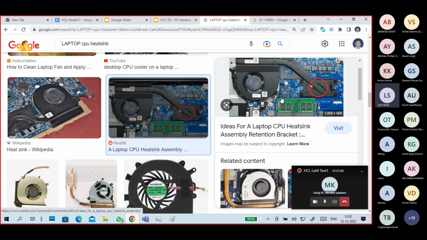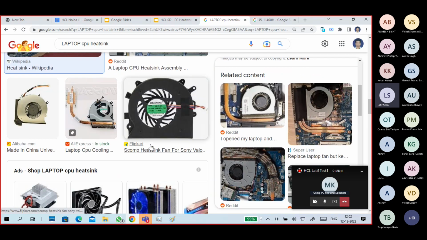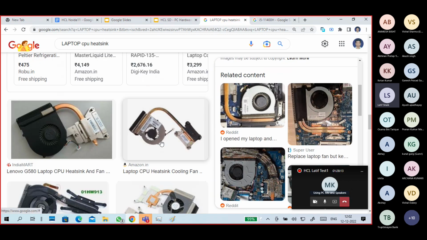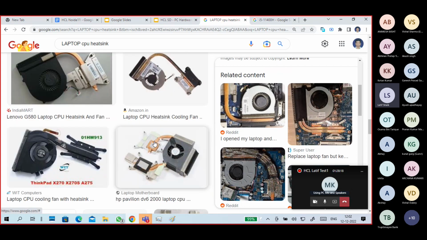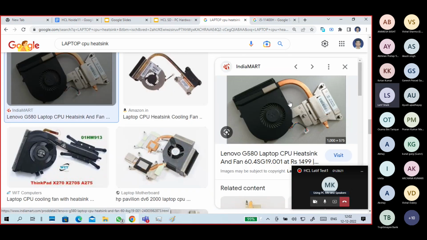Next one is, if you put it on a bed, some people put it on a bed. What happens? The cloth is there, no? The cloth will block the vents. So put it on any nice table. No cloth, no paper. Some people put it on paper, so that dust is not there. Don't put paper also, guys.